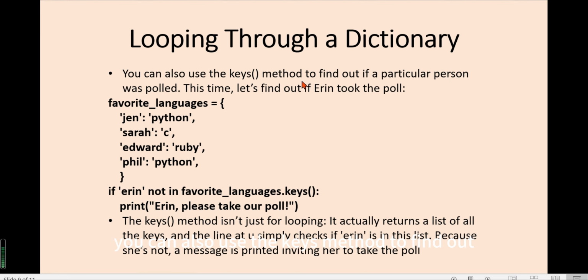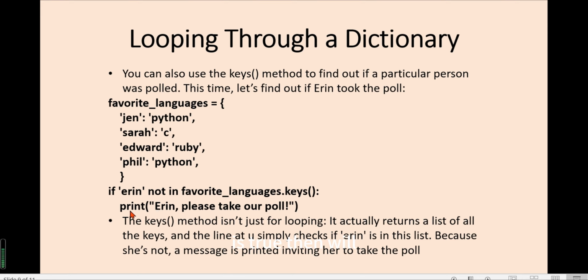You can also use the keys method to find out if a particular person was polled. This time let's find out if Erin took the poll. So favorite_languages is a dictionary created the same as before. Then we write if Erin not in favorite_languages.keys(), print Erin, please take our poll. Here is a conditional test: favorite_languages.keys() will get a list of each person's name, Yang, Sarah, Edward, Phil, and Erin is not in it. So this conditional statement is true.